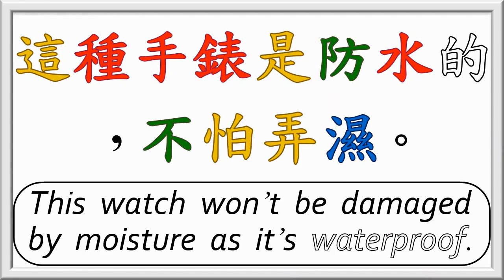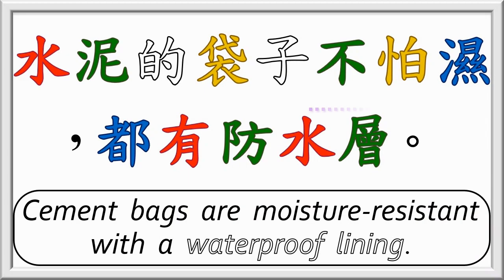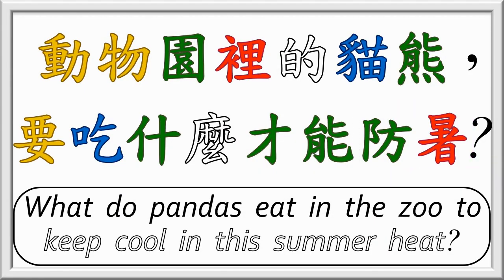这种手表是防水的，不怕弄湿。This watch won't be damaged by moisture as it's waterproof. 水泥的袋子不怕湿，都有防水层。Cement bags are moisture resistant with a waterproof lining. 动物园里的猫熊要吃什么才能防暑？ What do the pandas in the zoo eat to stay cool in this summer heat?